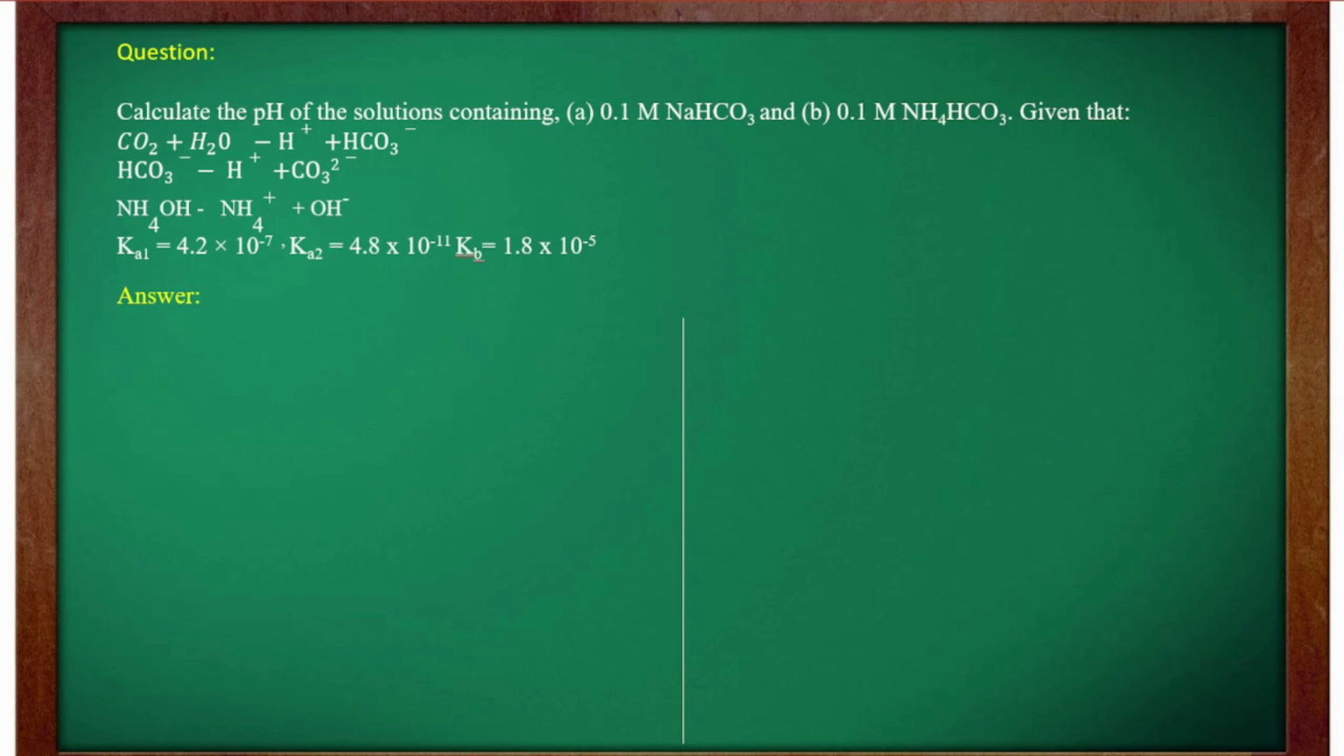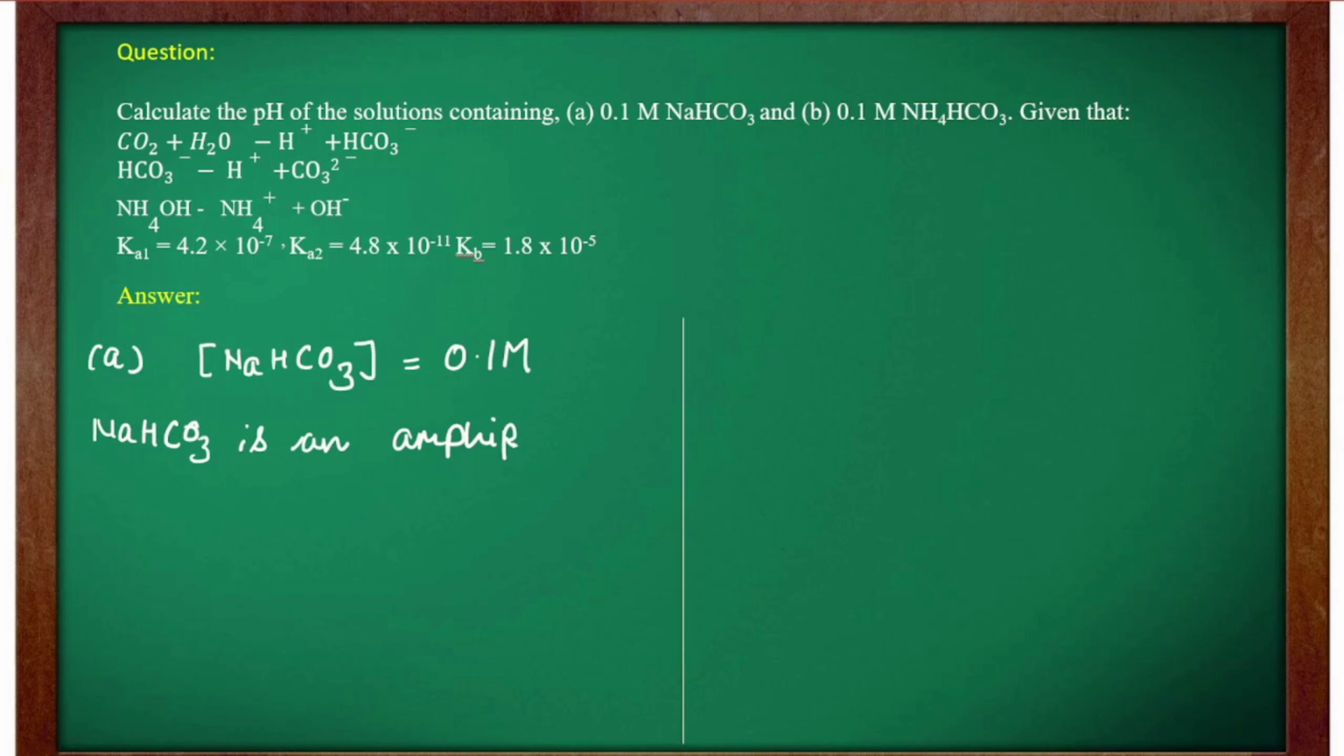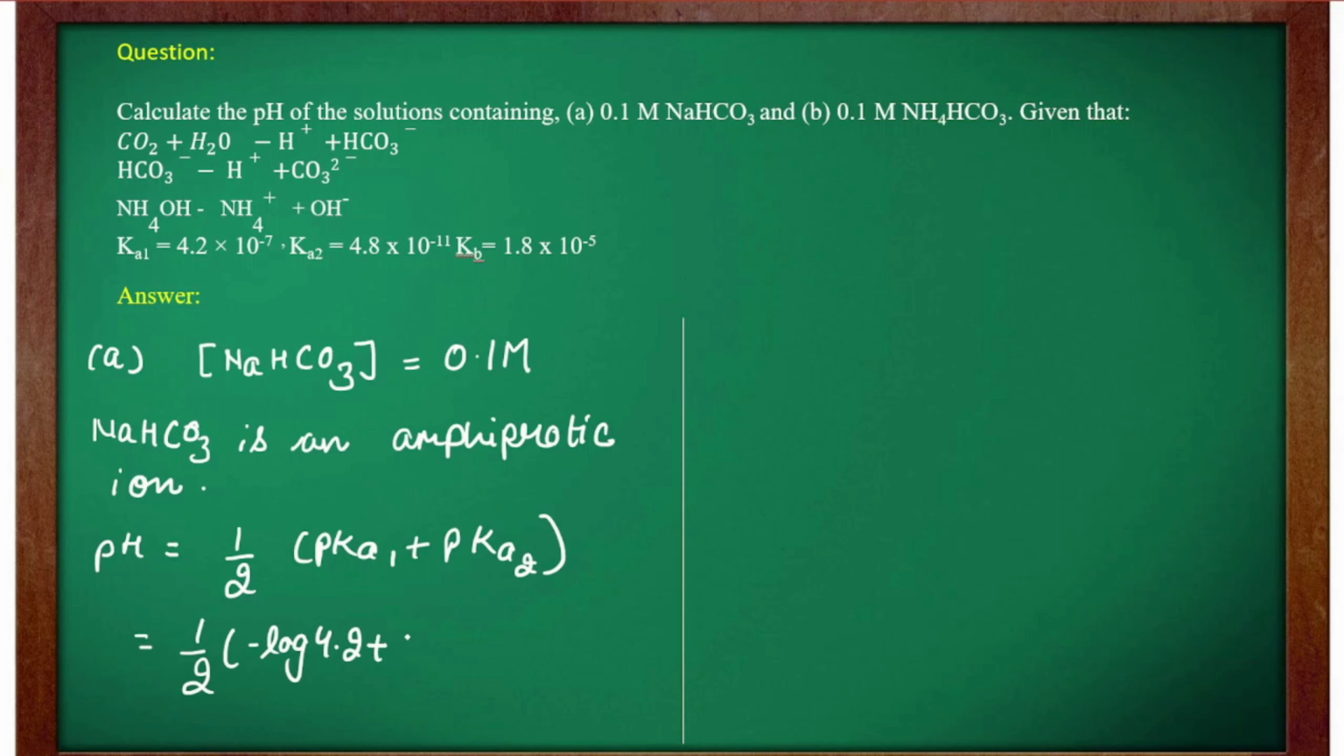In the above question, the given concentration of sodium bicarbonate is 0.1 molar. Bicarbonate is an amphiprotic ion. The pH of an amphiprotic ion is equal to the half sum of pKa1 and pKa2. By putting the values of Ka1, 4.2 × 10^-7, and Ka2, 4.8 × 10^-11, the pH is equal to 8.35. Answer: the pH of part A is 8.35.